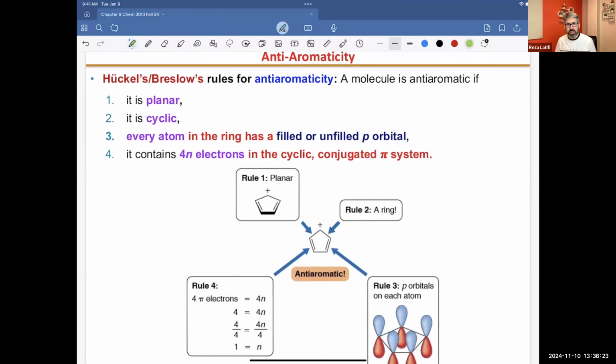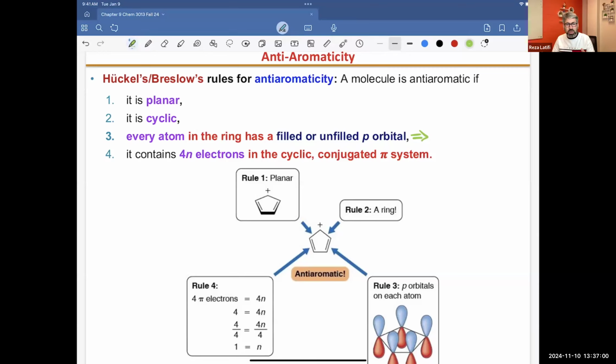How do we get anti-aromaticity? We're going to follow again the Huckel rules with some modification. First, the molecule is supposed to be planar, and then cyclic. On each atom, we need to have a fully occupied or an empty p orbital. And next, the number of electrons will follow 4n, not 4n plus 2, just 4n, in order to get a conjugated pi system. Now, the third one, later you might see that there is a contradiction here.